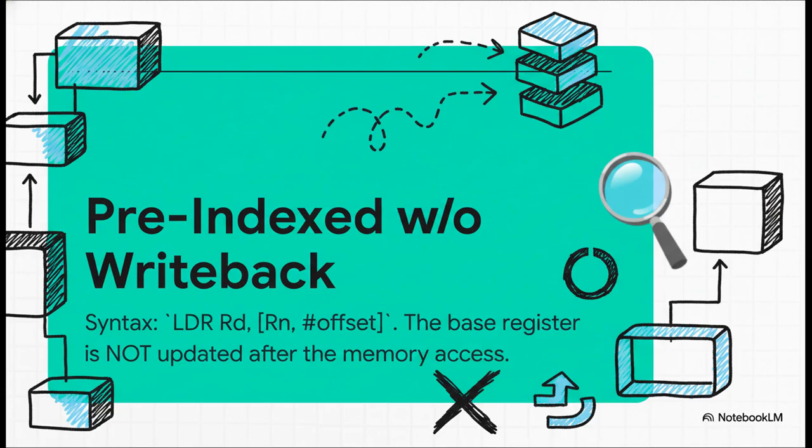This one is pre-indexed without write back. Now take a look. Notice what's missing. That's right, the exclamation mark is gone. This tiny change in the code completely changes what happens. It means we're still going to calculate a new address with an offset, but, and this is key, we are not going to permanently update our base register.